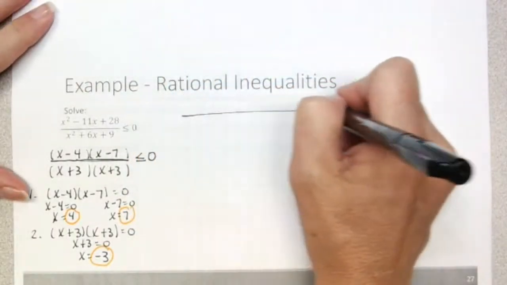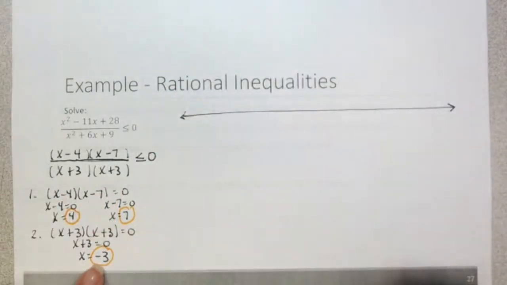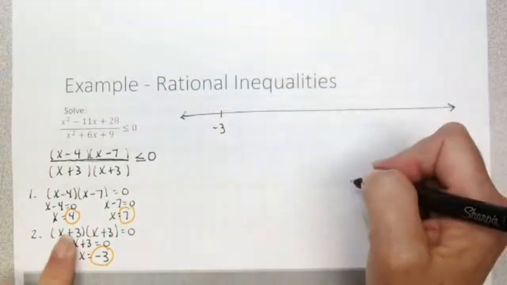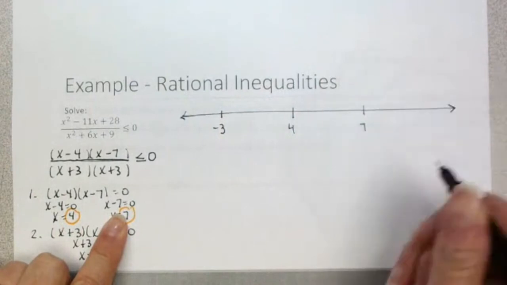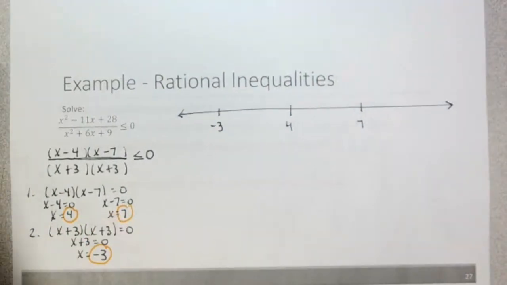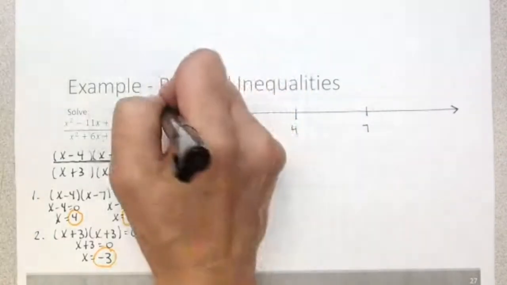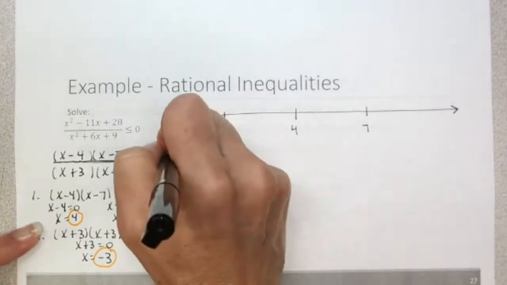All right, so here's my number line. This time I'm going to have more intervals to test, right? Let's see, negative 3 is the smallest. So we'll put negative 3 there. Then comes 4. Then comes 7. Okay, now I have 4 intervals that I'm going to test. So that was step 3, marking the zeros on my number line. Now step 4 is to test these intervals.